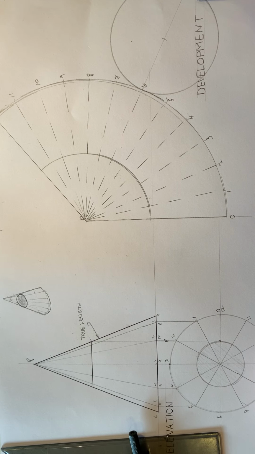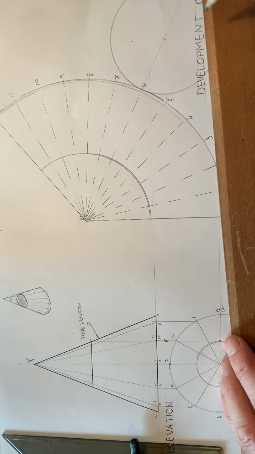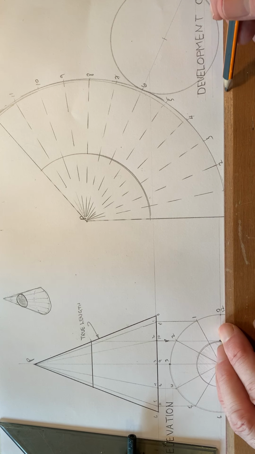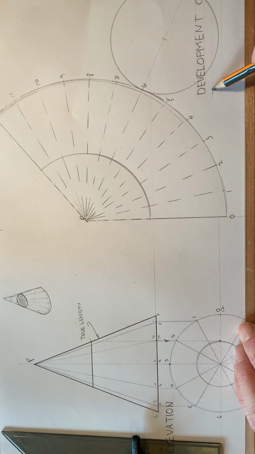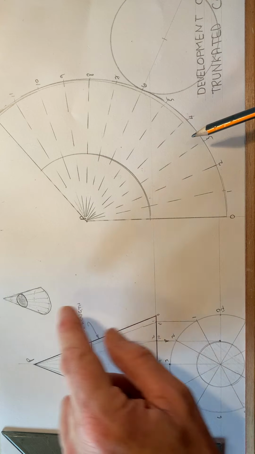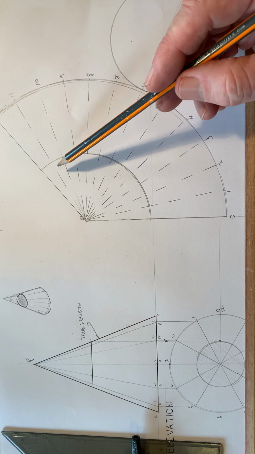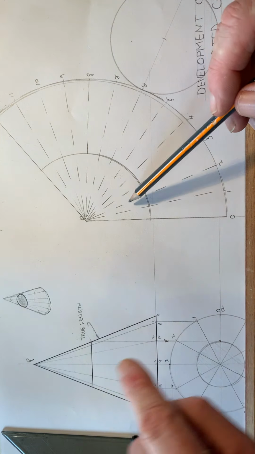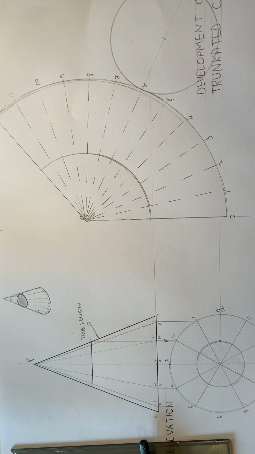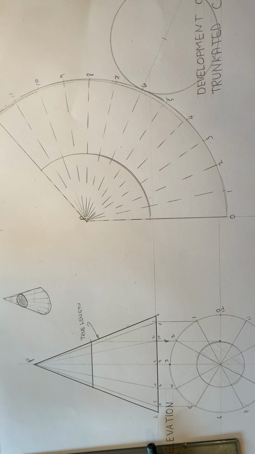So I'm going to write that in here. I know I've overlapped on my space here. TRUNCATED cone. Truncated cone is a cone with the top cut off. And really, if you look at that, that's another little cone. There's a little cone here. We've cut that off. And that, lads, is the development of a cone and the development of a truncated cone. Okay.